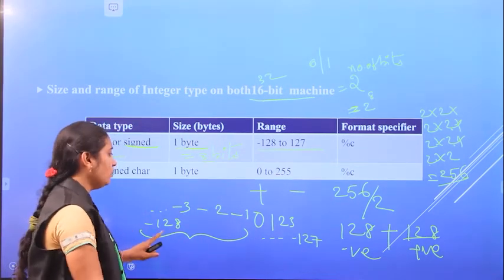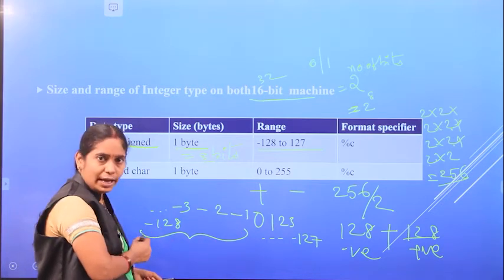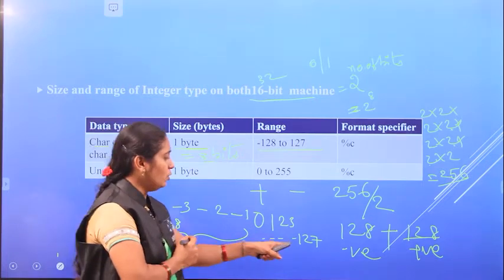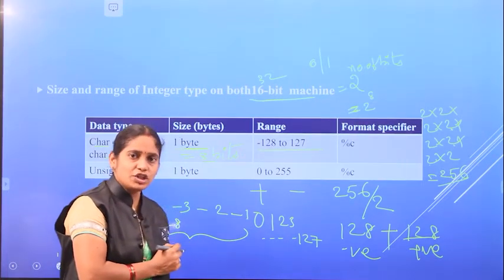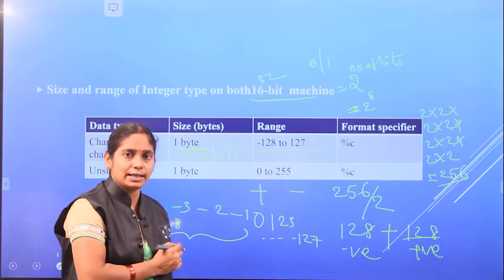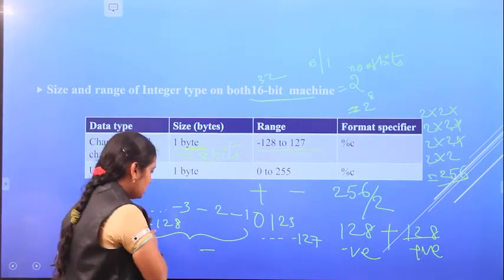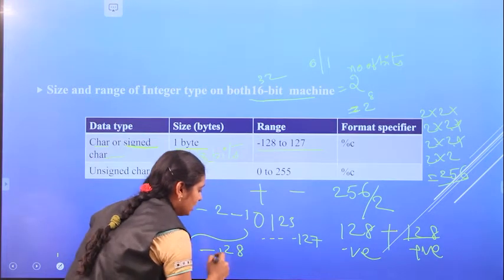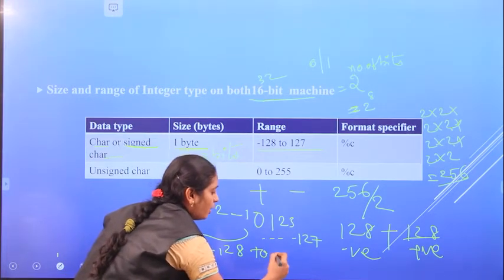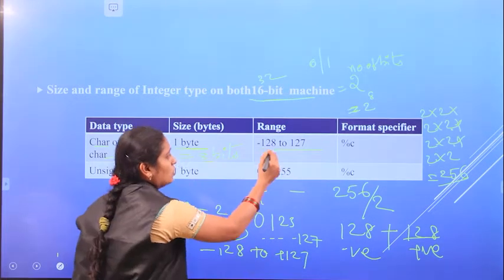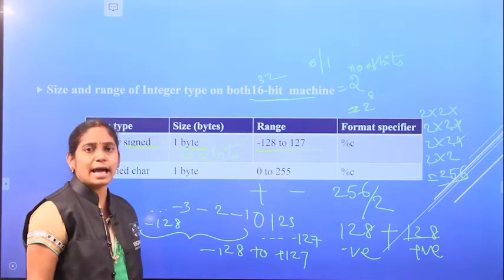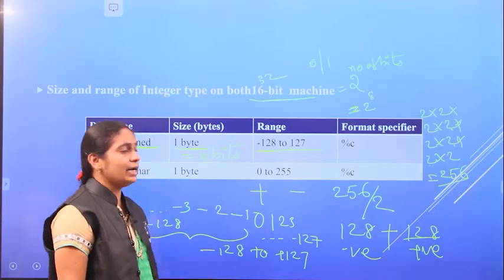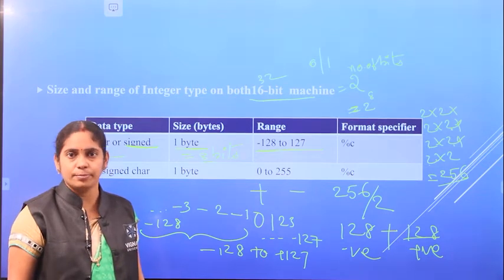So 128 negative values means minus 1 to minus 128, and here we started from 0 to represent the positive values, so up to 127. What is the range of a signed character? The least negative value is minus 128 and the largest positive value is 127. So the range of a signed character is minus 128 to 127. Likewise, we can identify the range of each data type.